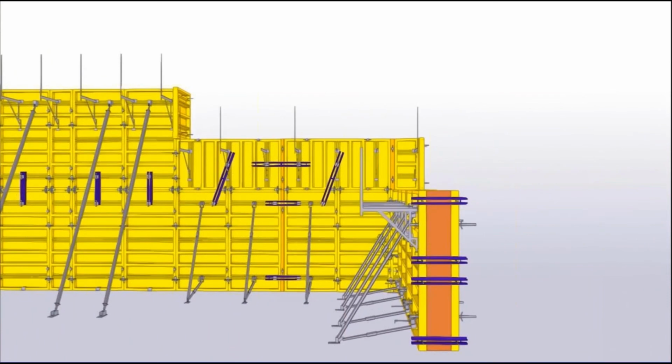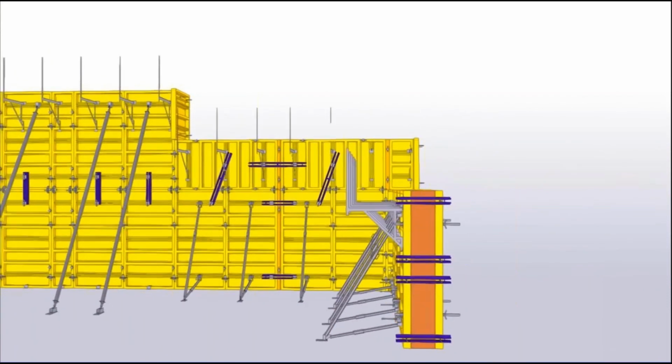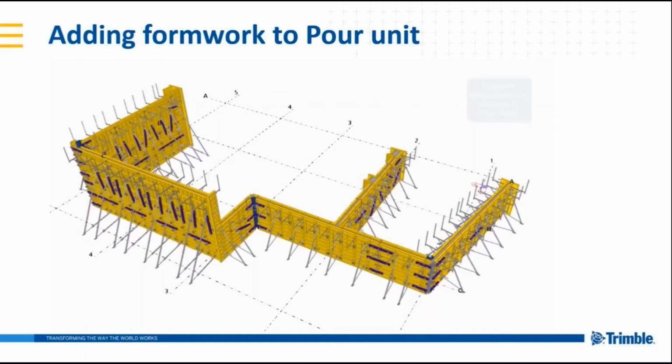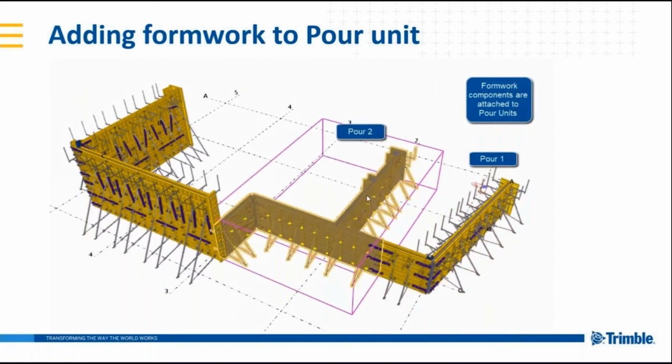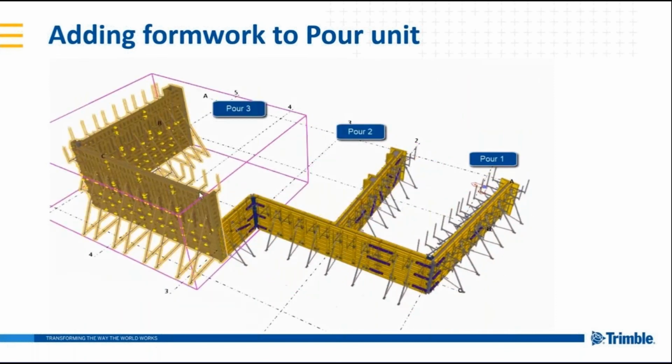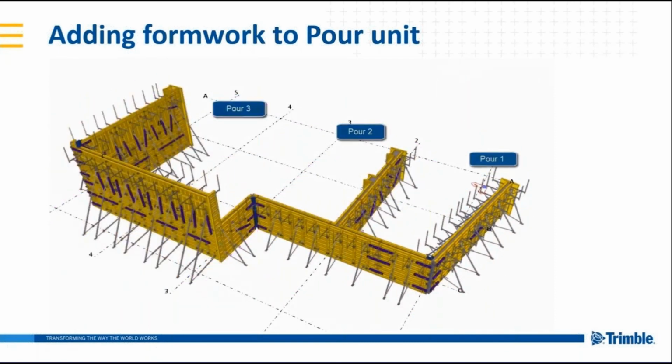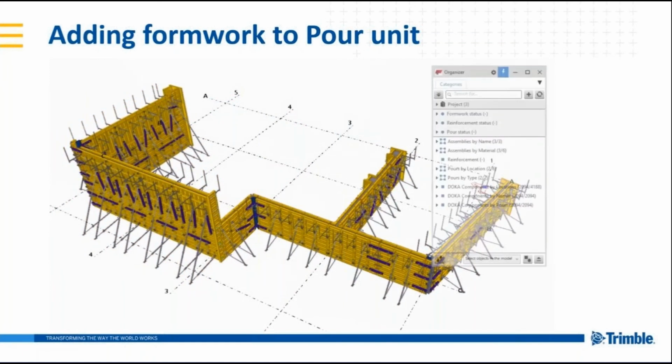So we have now added the formwork to the pour unit, and let's see how we can utilize that in the quantity takeoff and controlling the pours. Organizer automatically assigns the pour units to sections and floors, and you can use that in controlling the components in the model.